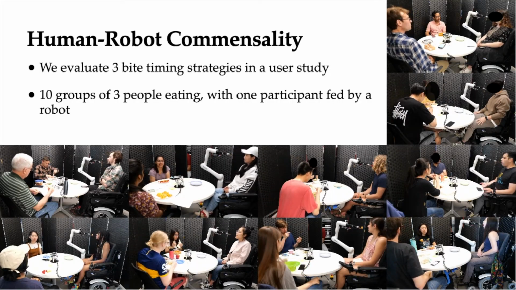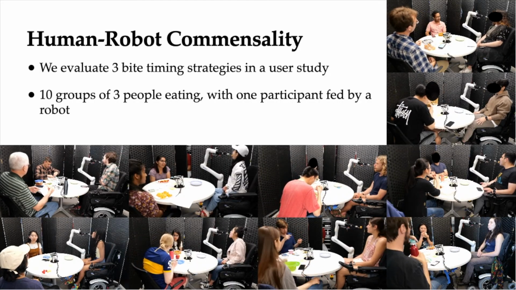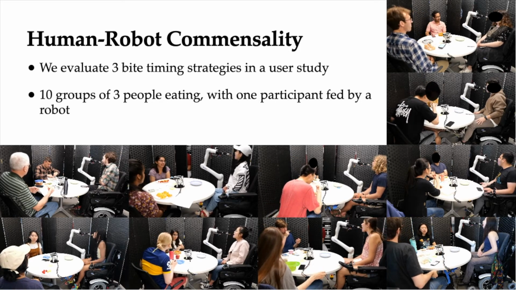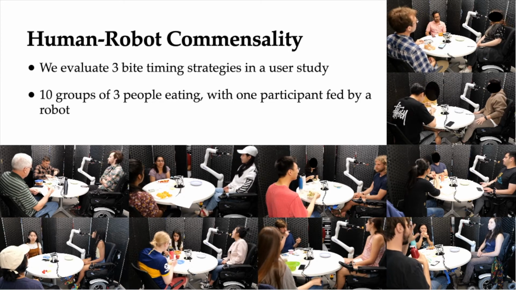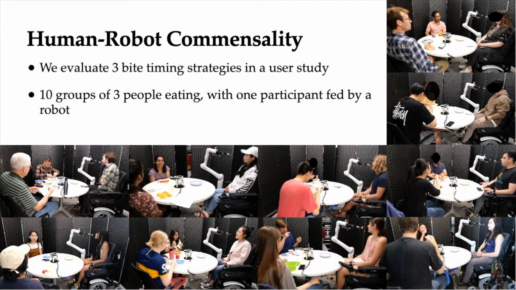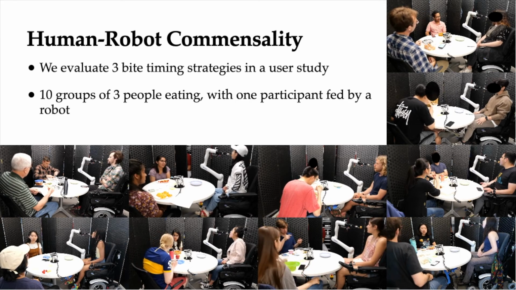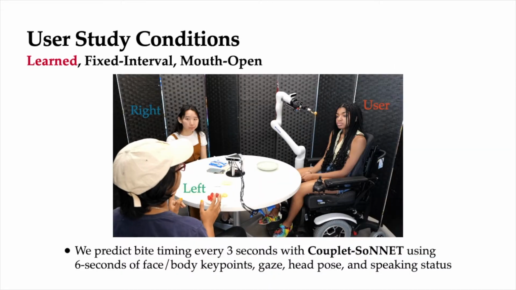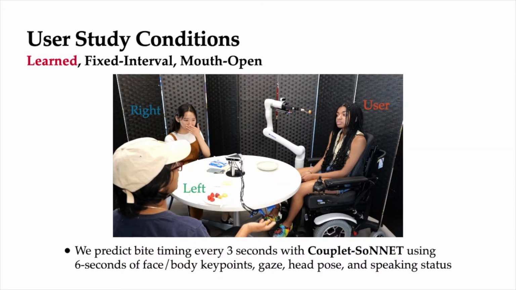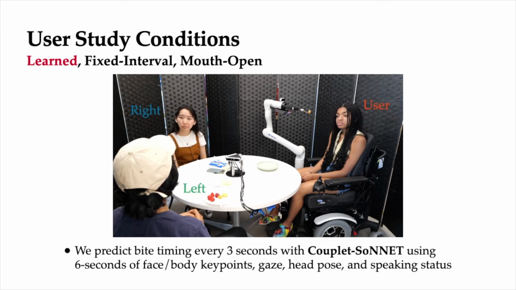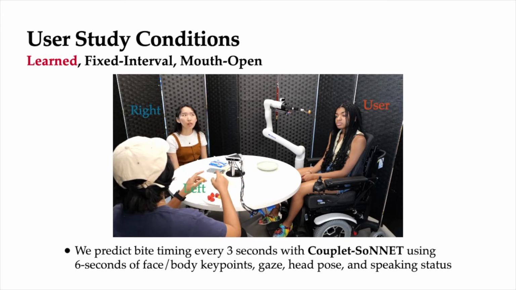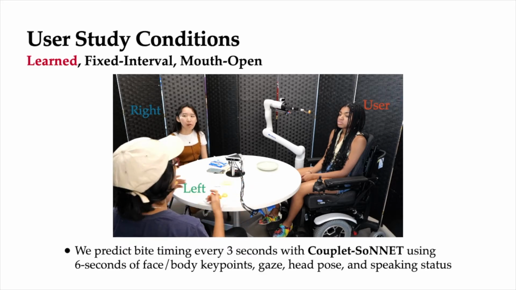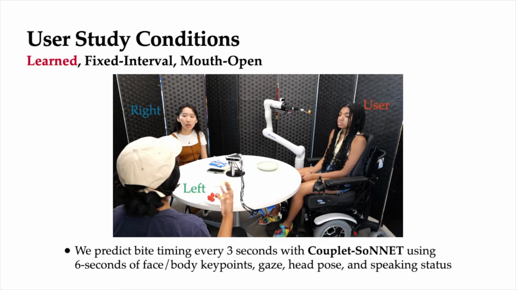In the human-robot commensality scenario, we add a robot to feed the user. To figure out what the preferences of the users are, we design a between groups user study with 3 different bite timing strategies, which each group is fed 10 times with these strategies. We test this on 10 triadic groups of people eating, where one of them is fed by a robot. Of the three conditions, the first one is our learned condition, which uses CoupletsOnIt. We use the last 6 seconds of features to sample CoupletsOnIt every 3 seconds to decide whether the robot should feed or not.